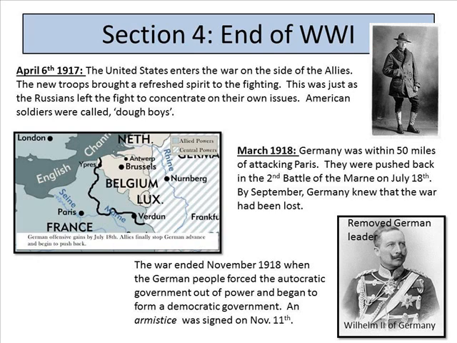March 1918. Germany was within 50 miles of attacking Paris. They were pushed back at the Second Battle of the Marne on July 18th. By September, Germany knew that the war had been lost. The war ended November 1918 when the German people forced the autocratic, that means completely controlling government by that one man, out of power and began to form a democratic government. An armistice was signed on November 11th.